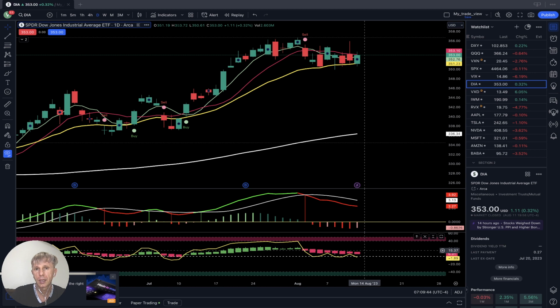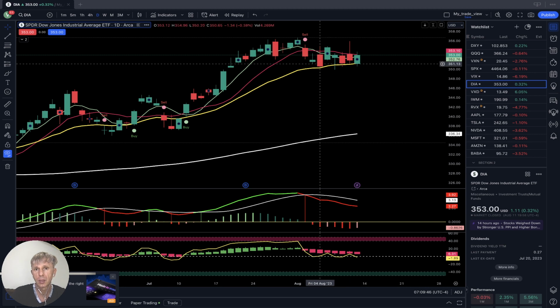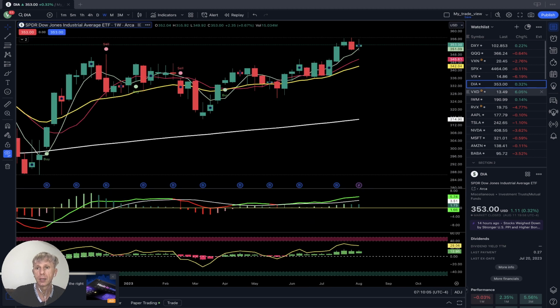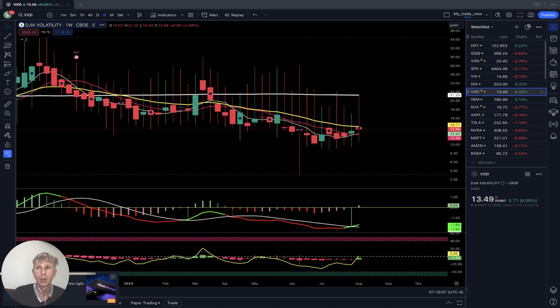So far, all indicators bearish, sell signal from the script, MA5 bearish crossover, MACD bearish crossover, RSI, Fibonacci, all indicators bearish. But bar still above 20 in positive territory. Okay, that's what we are observing on Dow Jones. And now let's see VXD, volatility index for Dow Jones. Also on weekly it is still positive, still bullish. It means bearish for Dow Jones.